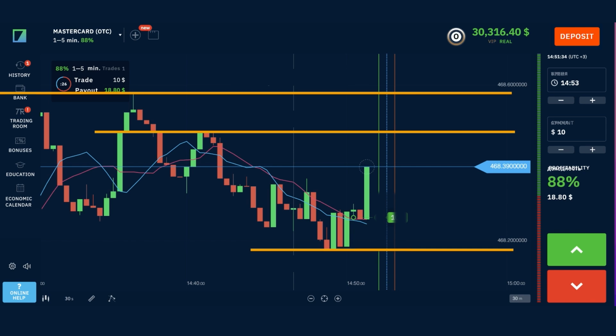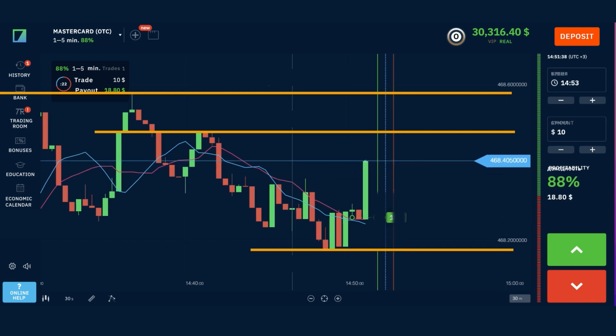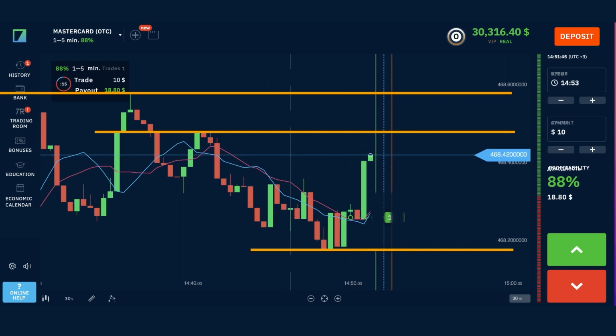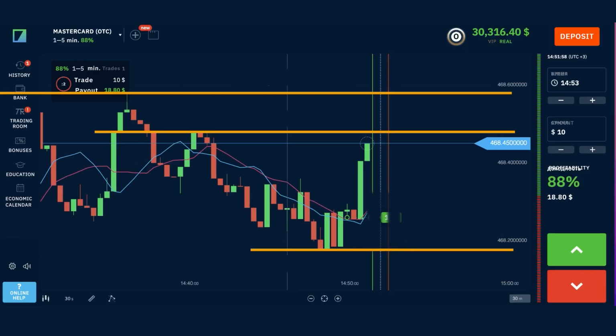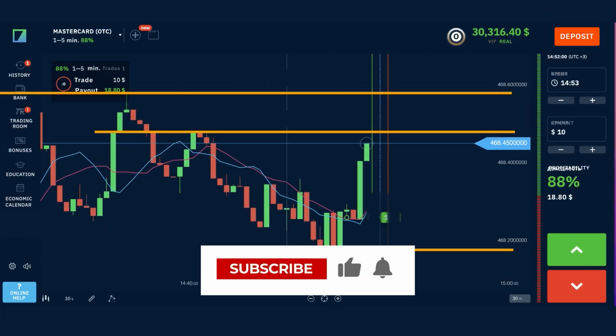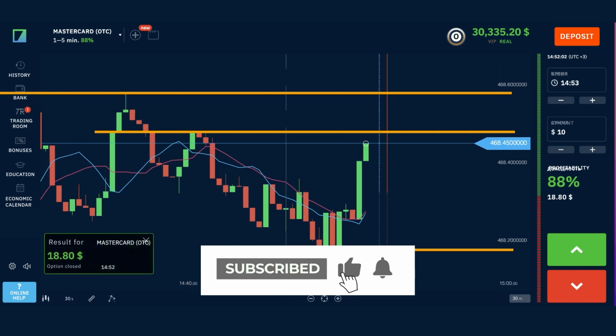To sum up, combining support and resistance levels with moving averages helps identify more reliable trading signals. For instance, if the price tests a significant resistance level while the moving averages indicate an upward trend, it could be a good signal to buy. Meanwhile, the trade is closed with a profit. Great job!